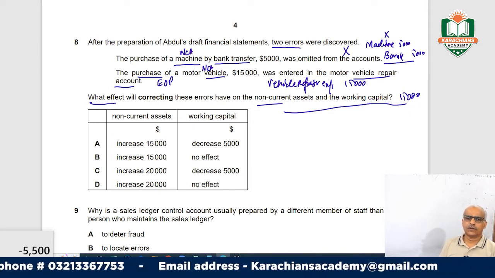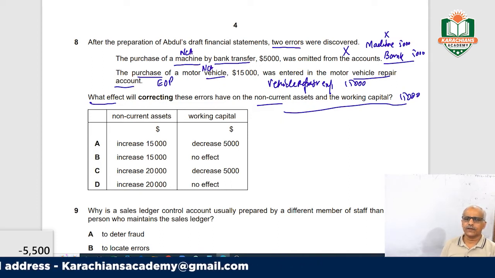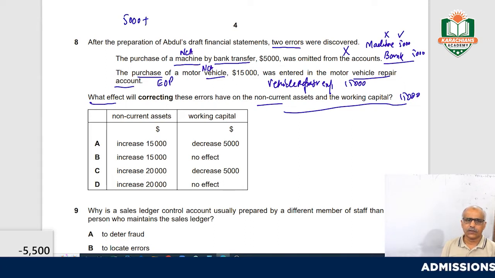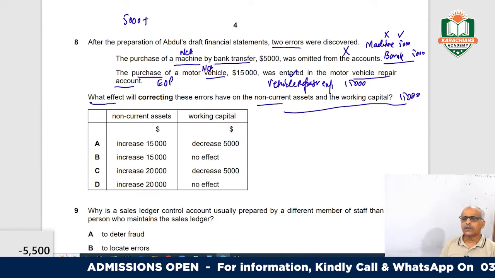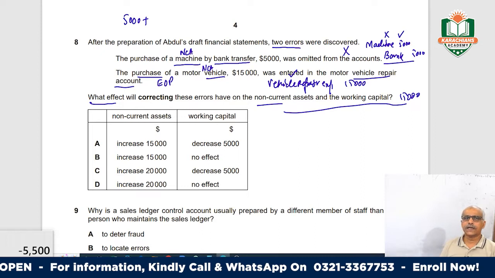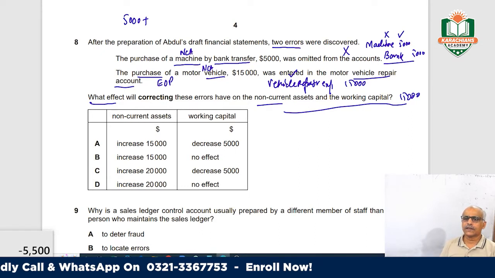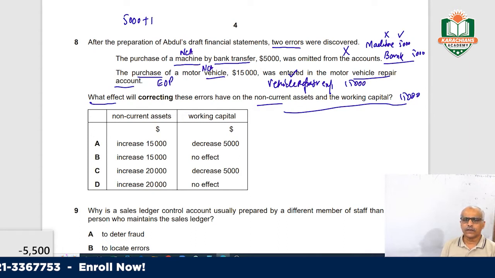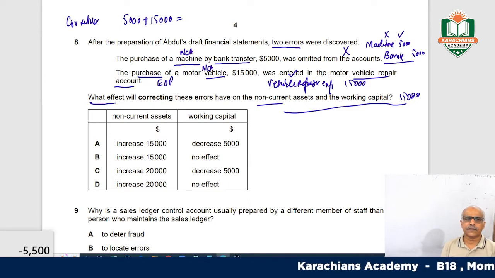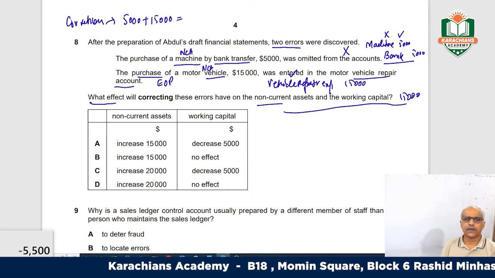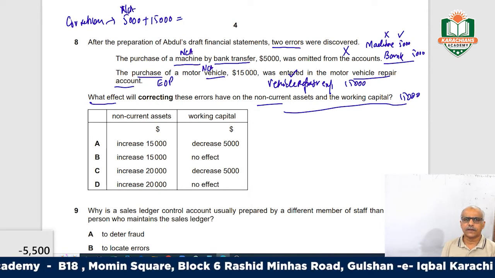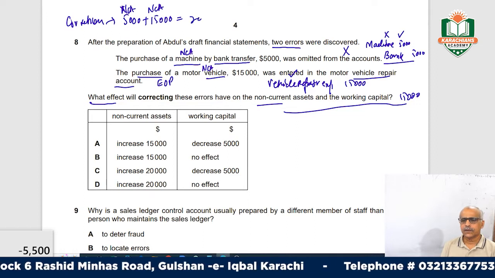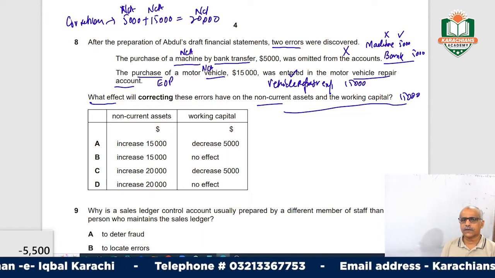So you have to show non-current assets. We know this 5,000 non-current asset was missed, so if you correct it, you will record this 5,000. And here again, you did not record the 15,000. Instead, you recorded it as an expense, so you did not record it as a non-current asset. So you will record this 15,000. Ultimately, when you make the correction, the 5,000 you will record as non-current asset, and the 15,000 as well. It means 20,000 of non-current assets you will record.